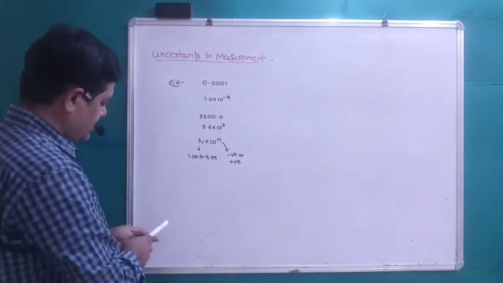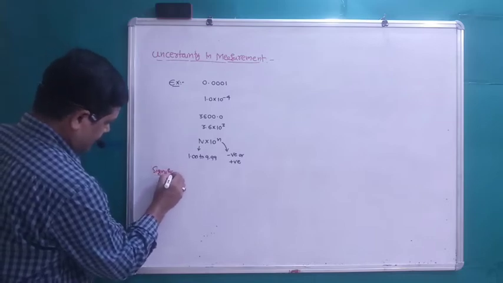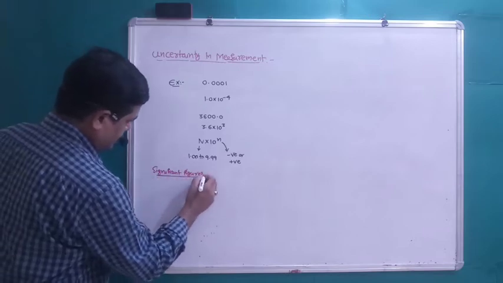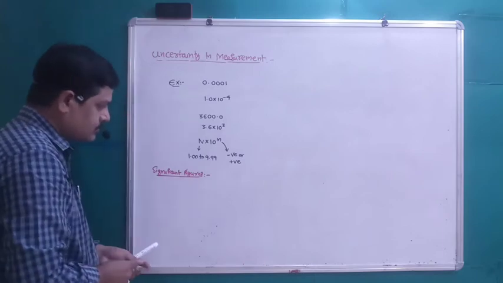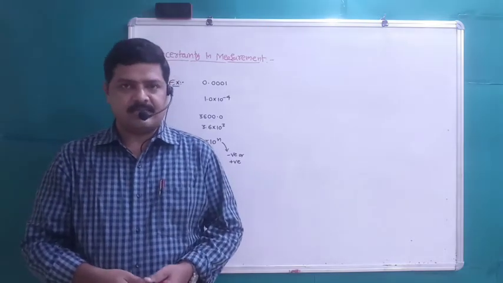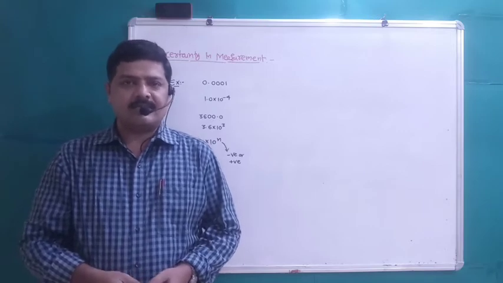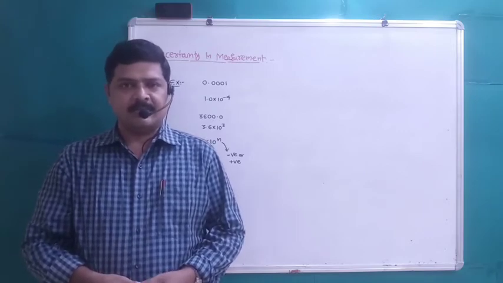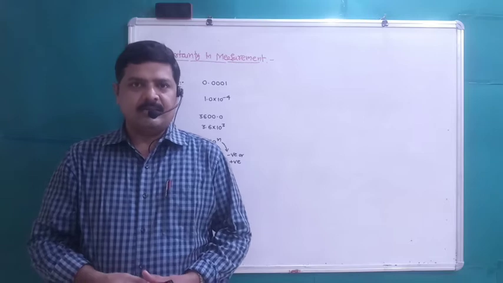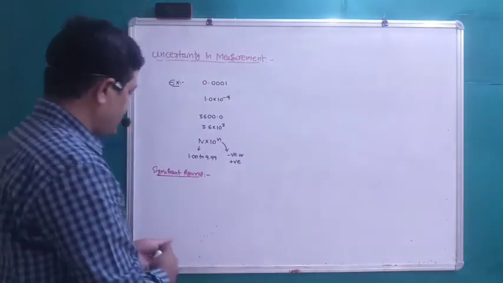The second one is significant figures. When we try to measure some experimental data, there is always some kind of uncertainty. There is some error that we will definitely get. Generally, one would expect that the result is precise and accurate. What is meant by precision?